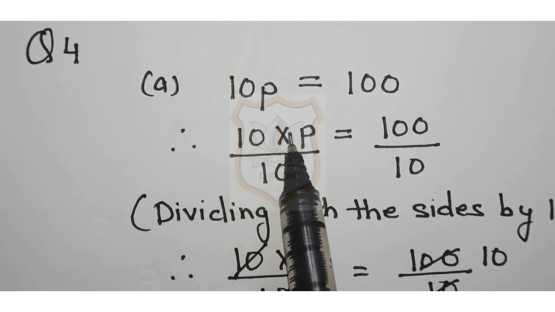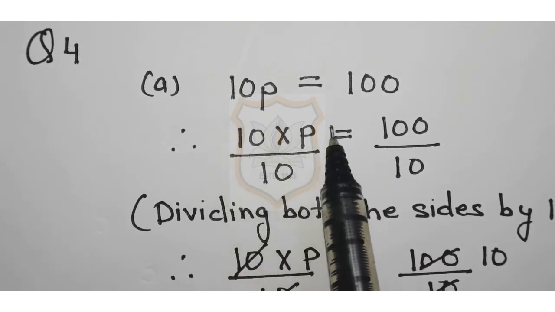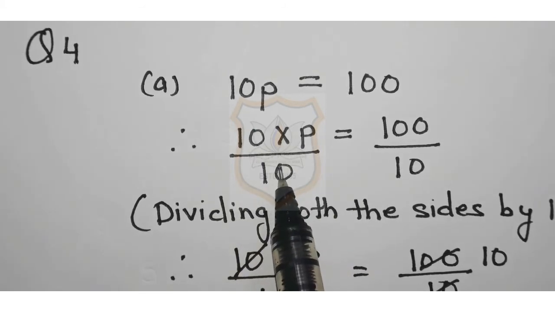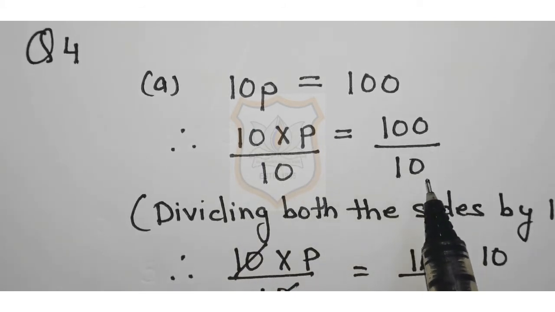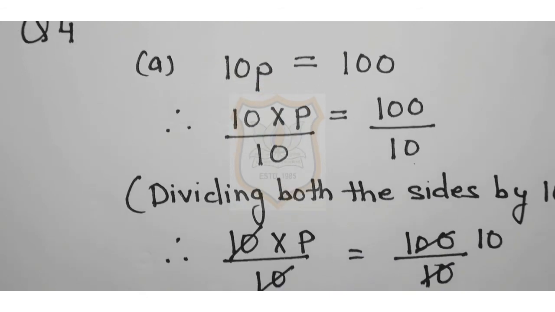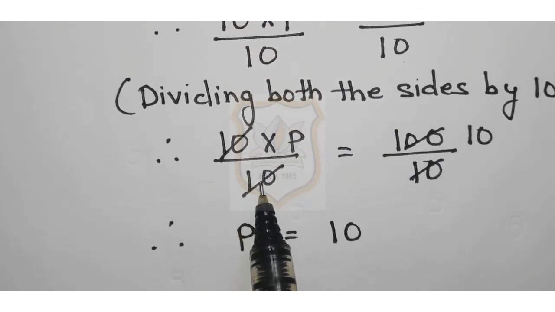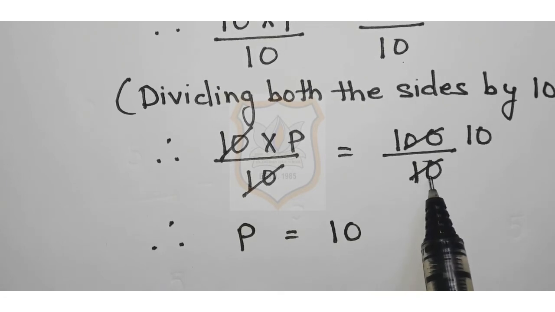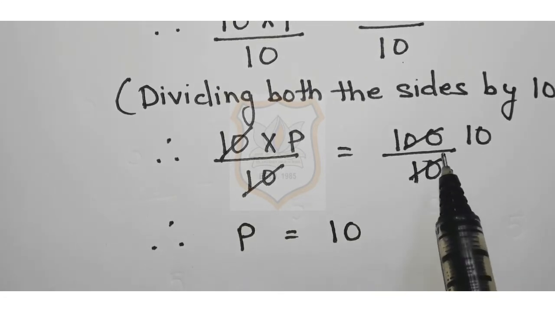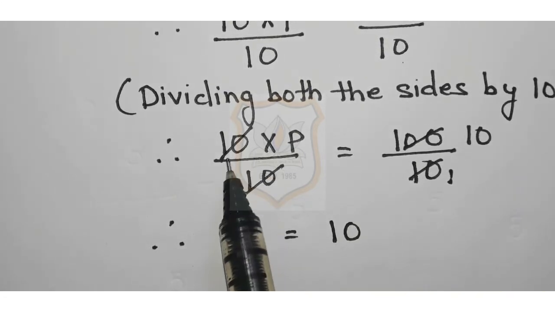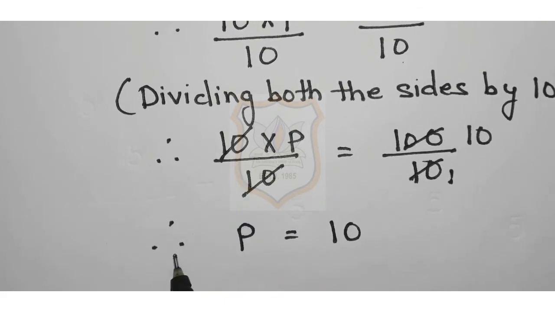Therefore, 10p means 10 into p. 10 into p is divided by 10 is equal to 100 also divided by 10. 10 ones are 10 and 10 tens are 100, and the 10s both cancel out. Therefore, the value of p is equal to 10. So, in this way, we can find out the solution of A part of question number 4.